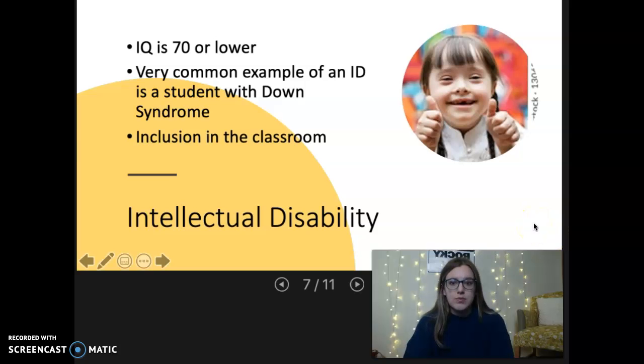Inclusion in the classroom can include dictating responses to a scribe, giving a student with an intellectual disability extra time, having tests read aloud to the student, and clarifying test questions. And students with intellectual disabilities should be incorporated in the classroom as much as they possibly can.